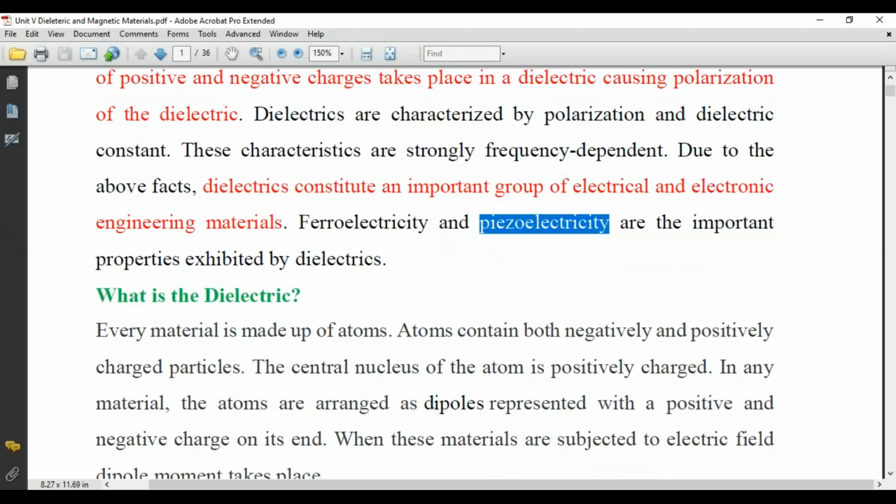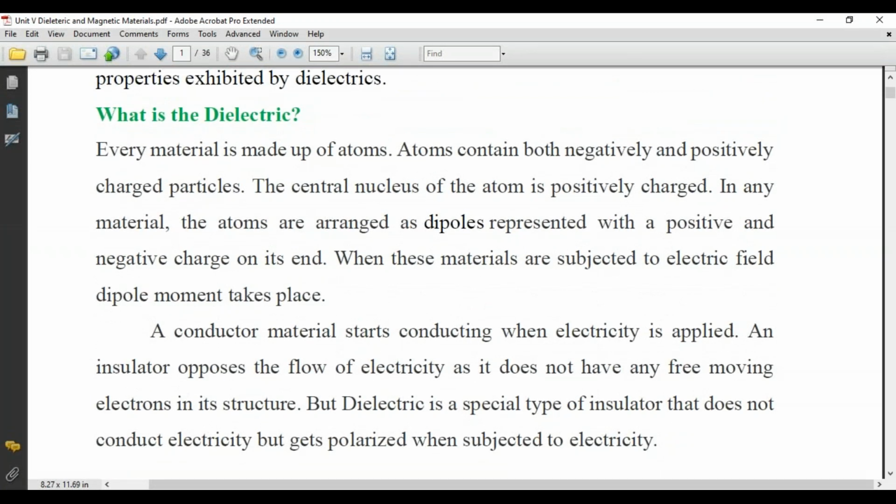Then what is a dielectric? Every material is made up of atoms or molecules. An atom consists of both negatively and positively charged parts, with a central nucleus that is a positive core. In many materials, atoms are arranged as dipoles, represented with a positive and negative charge. When these materials are subjected to an electric field, a dipole moment is going to form. The first thing is you have to create a dipole moment in dielectric materials. That dipole moment causes polarization in the dielectric materials.